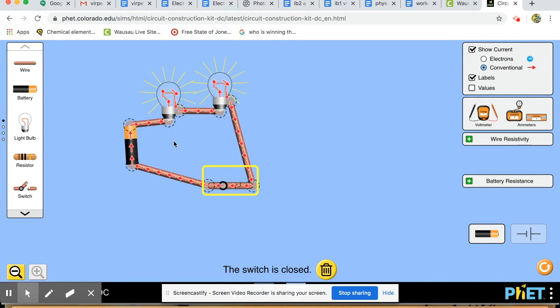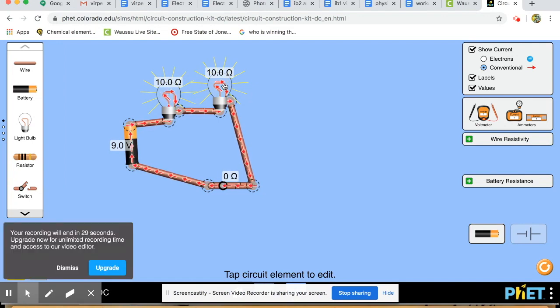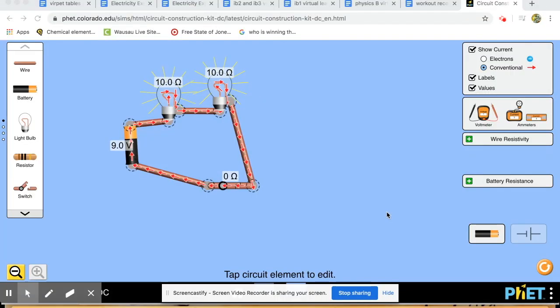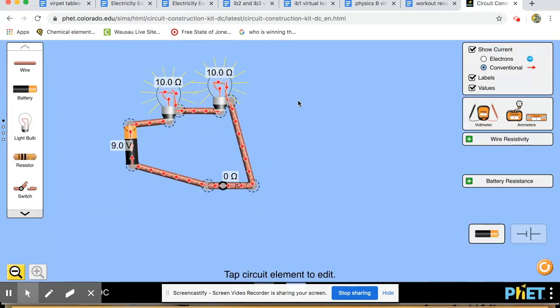So what I want to do is analyze the circuit; I'm going to click on values here. I know that the voltage is given by the battery, and this is the amount of resistance for each light bulb. So the cool thing is I can use these five ideas: V equals IR, P equals IV, P equals E over T, current in equals current out, and voltage gets used up in a loop, to basically answer everything about any circuit, as long as it's just made up of batteries, resistors, wires, and switches. So basically, I can analyze any type of circuit with those components, as long as these are the only things in there.